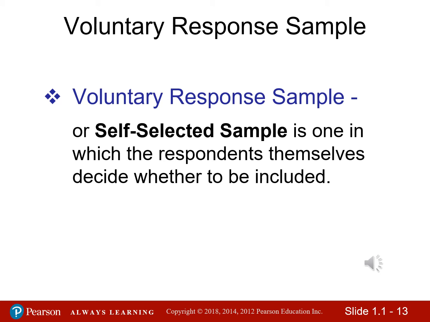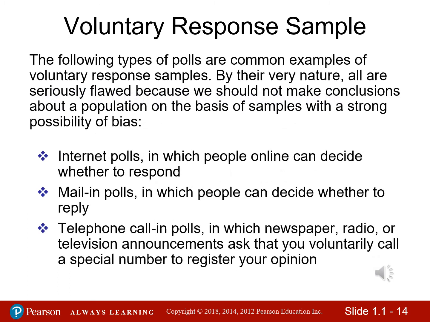Examples of these types of samples would be when a TV show asks its viewers to visit its website and respond to an online poll, YouTube asks you to respond to a short survey before you watch a video, or a polling agency calls voters and asks them questions about a certain candidate. The following types of polls are common examples of voluntary samples. By their very nature, all are seriously flawed because we should not make conclusions about a population on the basis of samples with a strong possibility of bias.